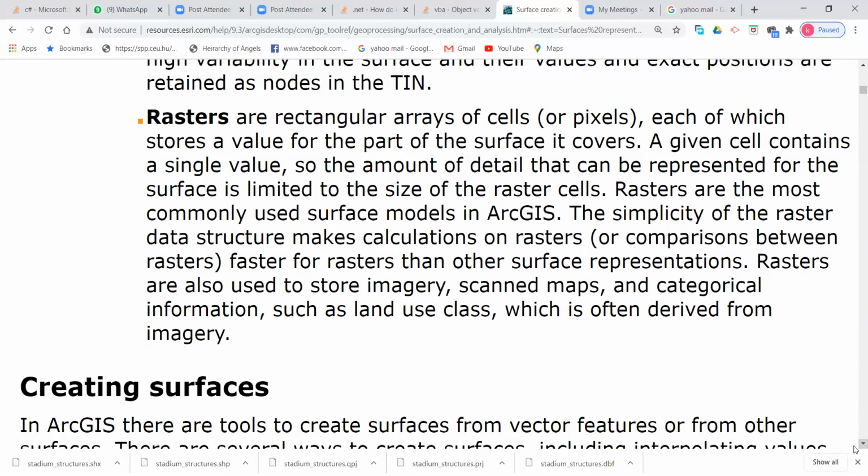So here we are explaining how rasters work. A given cell contains a single value, so the amount of detail that can be represented for the surface is limited to the size of the raster cells. So take note of the size of the raster cells. The size of it is also related to what we call the resolution. And I told you that resolution is what people pay a lot for when they buy their phones, the cameras in them.